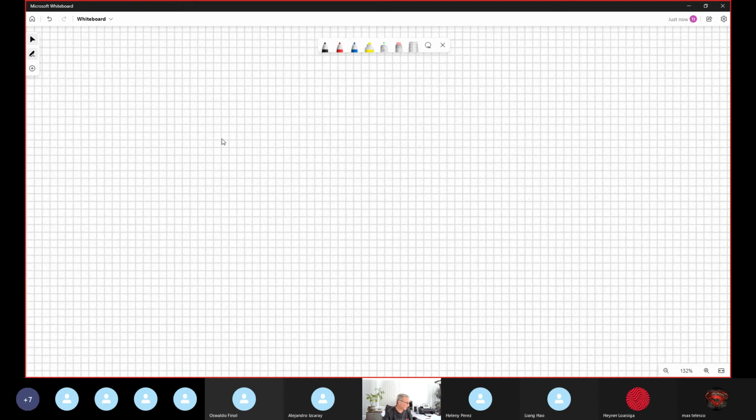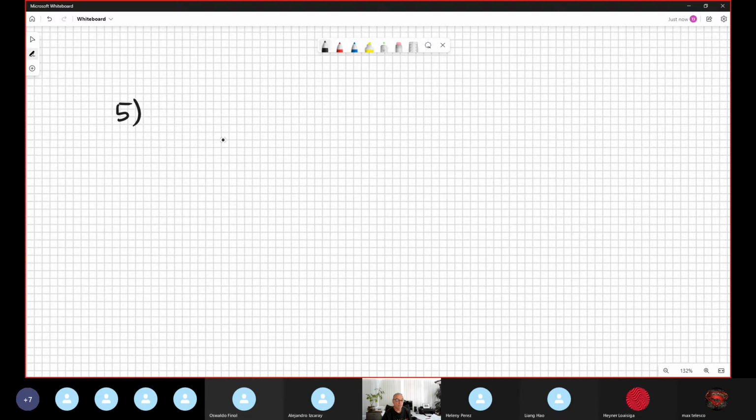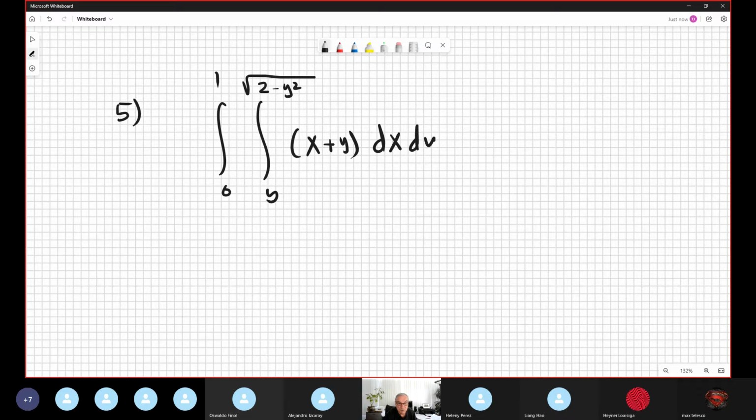Number 5 says, evaluate the integral by converting to polar again. Okay, polar. Polar is important in the test, I suppose. Number 5. The integral number 5 is given. The problem is: y from 0 to 1, x from y to the square root of 2 minus y squared. The integrand is x plus y, and the order is dx first, dy second.